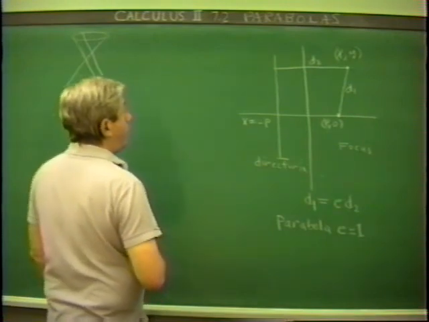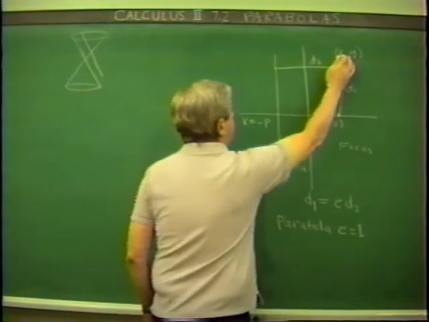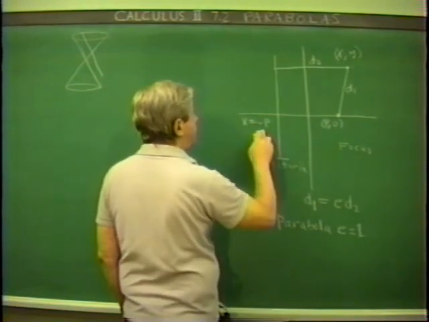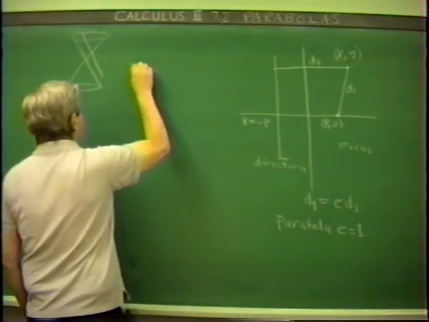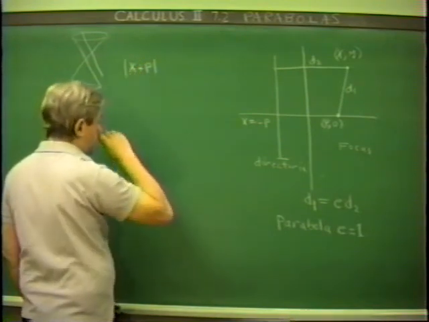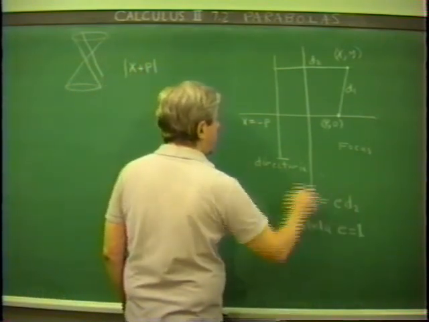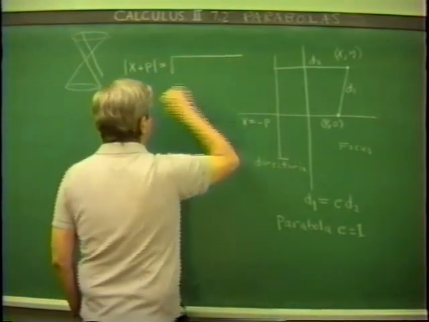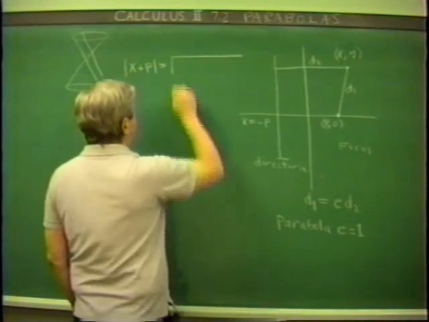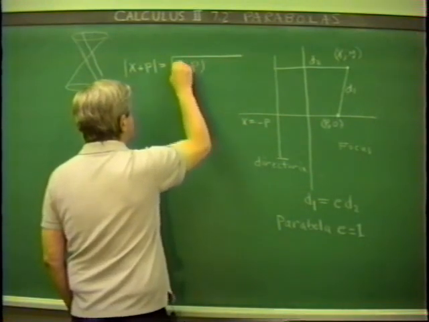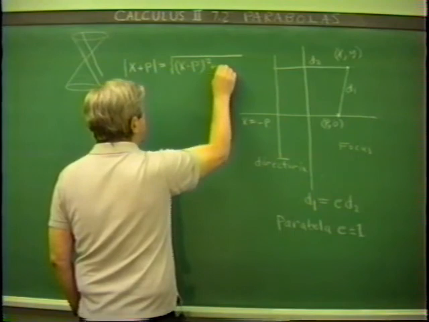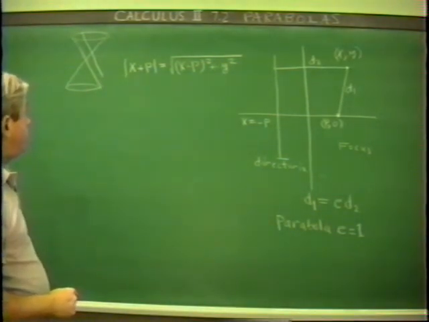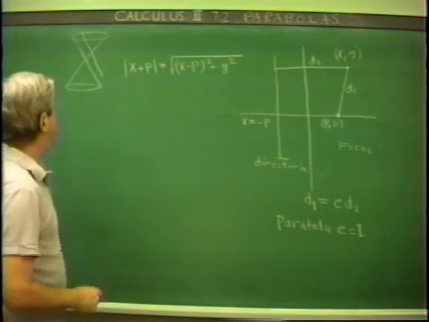Well, what is d2? If this is the point x, y, and this line is where x is equal to minus p, then absolute value of x plus p is the distance to the line, and this is supposed to be equal to the distance of the point, which is the square root of (x minus p) squared plus (y minus 0) squared, or plus y squared. We want to put this in more convenient form.